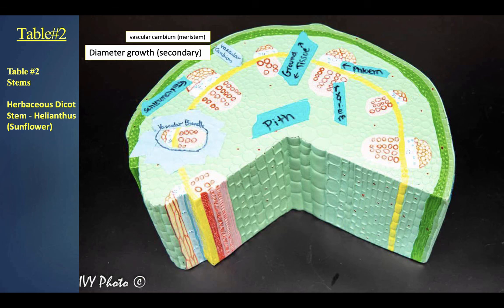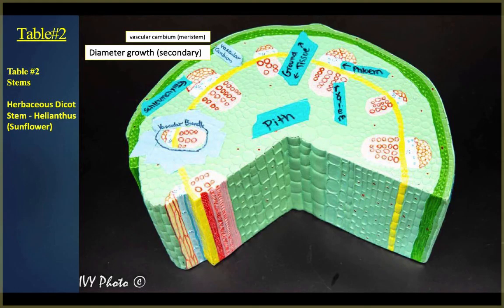This is a herbaceous dicot stem. So this is an example of something that would be in a sunflower. So they want, again, on here for you to locate the epidermis, which you should know is always on the outside. Hopefully you figured this out. The ground tissue, that is called the cortex, and the pith, the vascular cambium, which is a form of a meristem, right? Vascular bundles, and the xylem, phloem, and sclerenchyma.